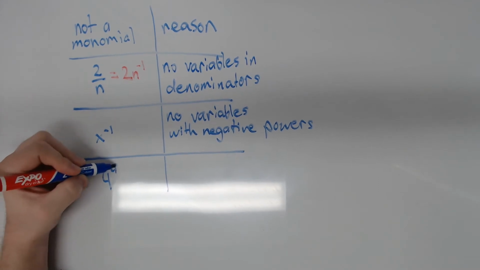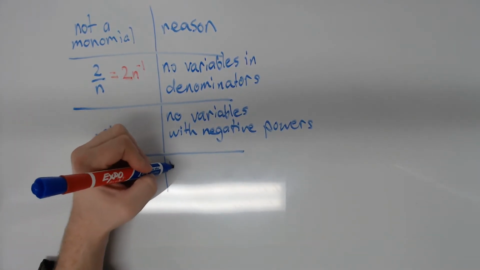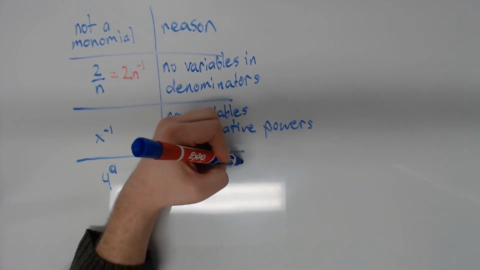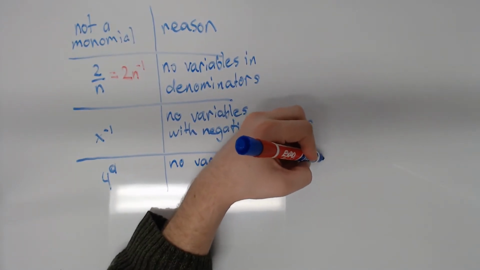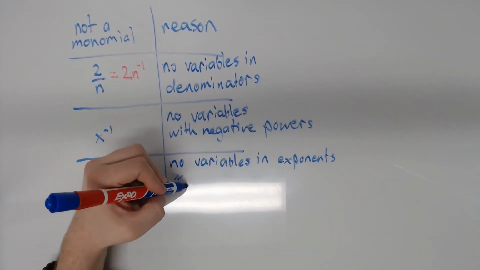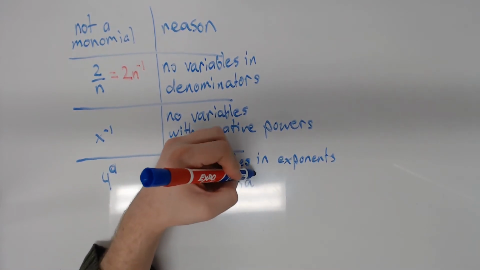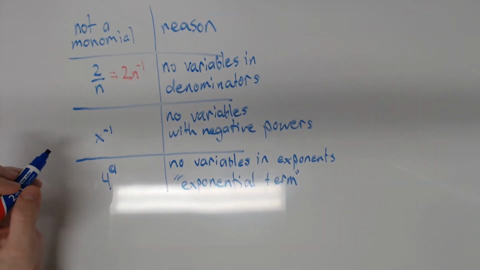The last one here, I have a variable in the exponent. No variables in the exponent. This is an exponential term, which we learned all about in chapter 6. Exponential terms do not belong as parts of polynomials.